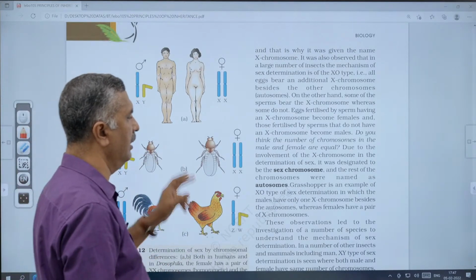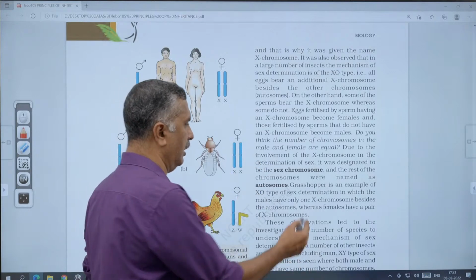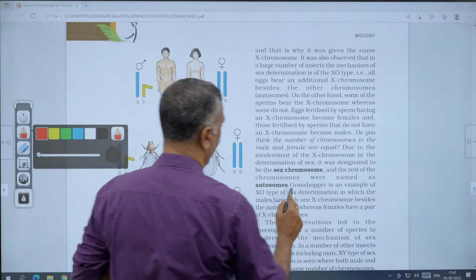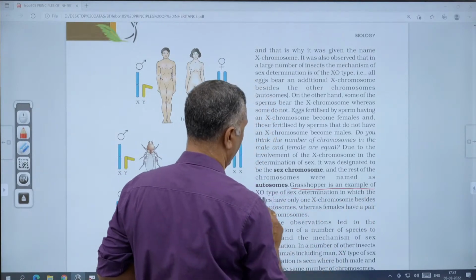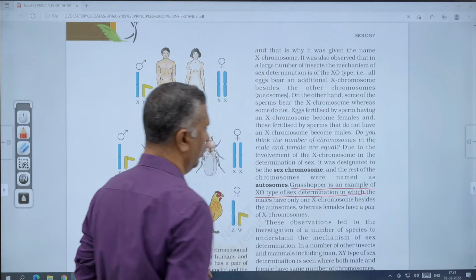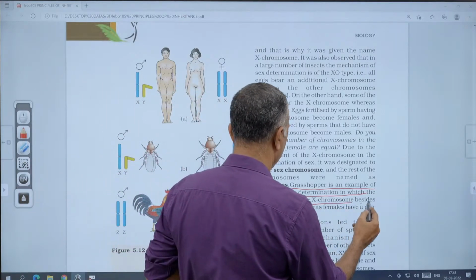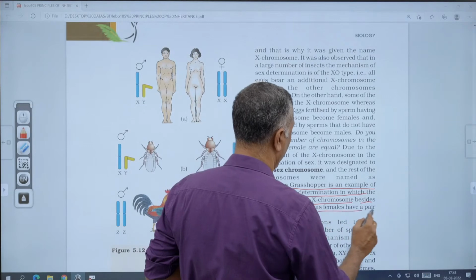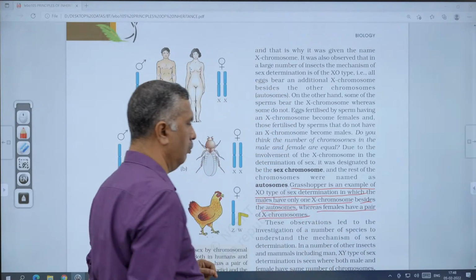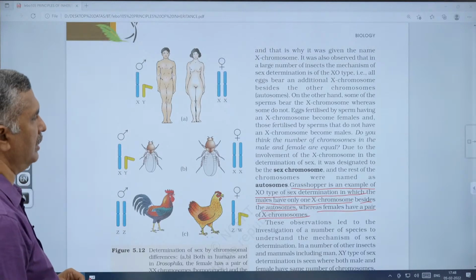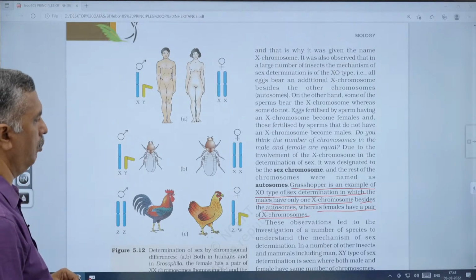That is especially in a large number of insects. A typical example for this XO mechanism is the grasshopper, an important example of XO sex determination. Males have only one X chromosome besides the autosomes, whereas females have a pair of X chromosomes. That is about the first sex determination mechanism, the XO mechanism.